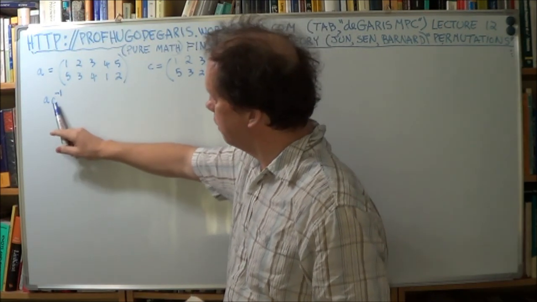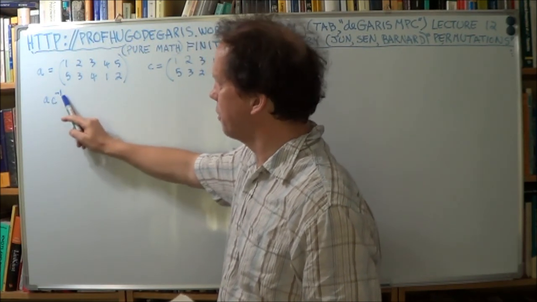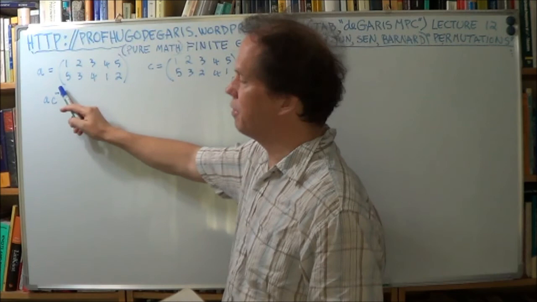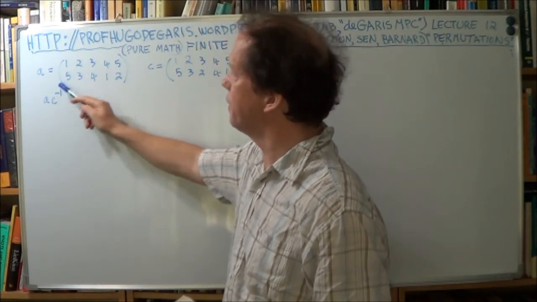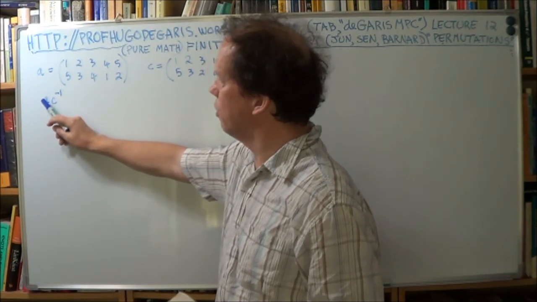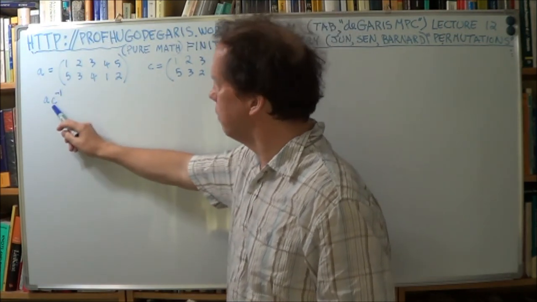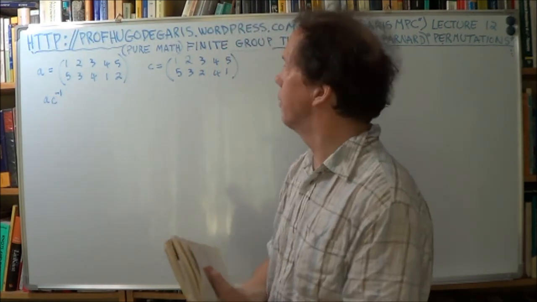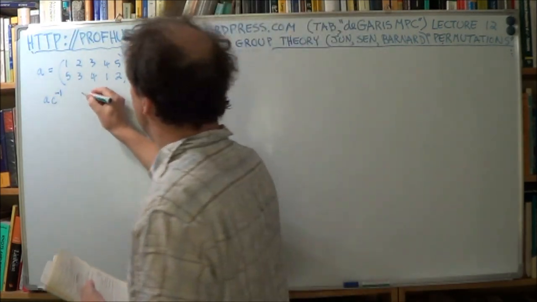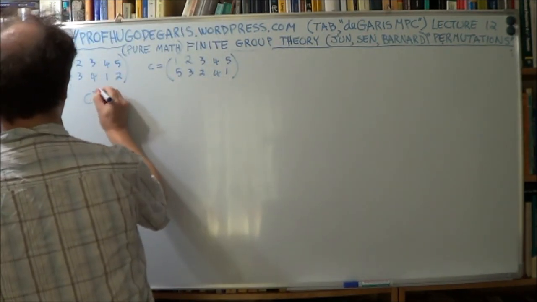So in other words, we first need to calculate what C inverse is. We know what C is, we don't know yet what C inverse is. We'll get the answer, and then we will perform the second permutation, A, on whatever C inverse is. Okay, so what is C inverse?